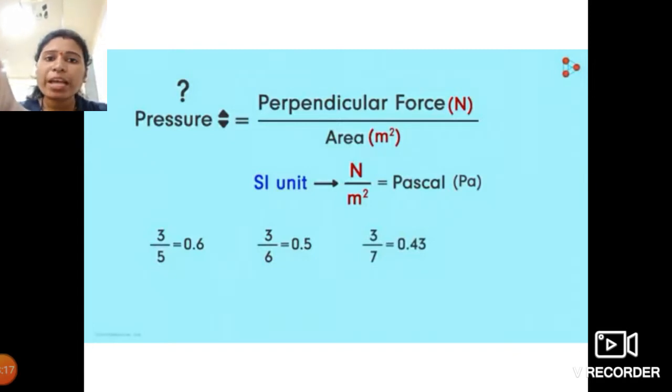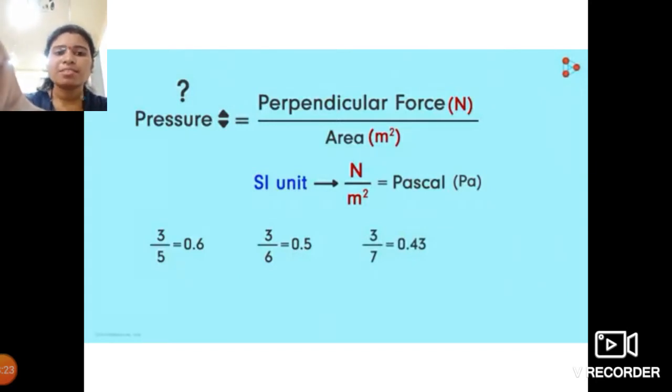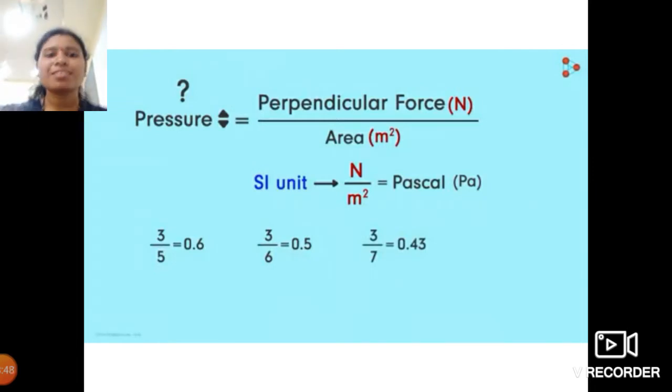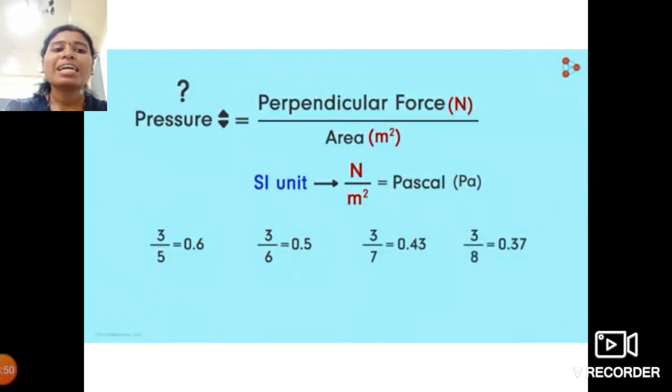So then will the fraction increase or decrease? Think mathematically, students. Again I repeat, if I have a fraction and I keep the numerator constant and keep increasing the denominator term, that is 5, 6, 7, see over here. Will the fraction increase or decrease? Surely it will decrease. See in this case 0.6, then 0.5, then 0.43, then 0.37.